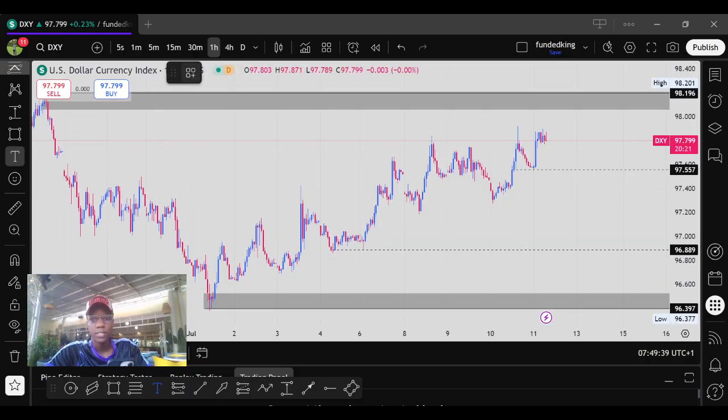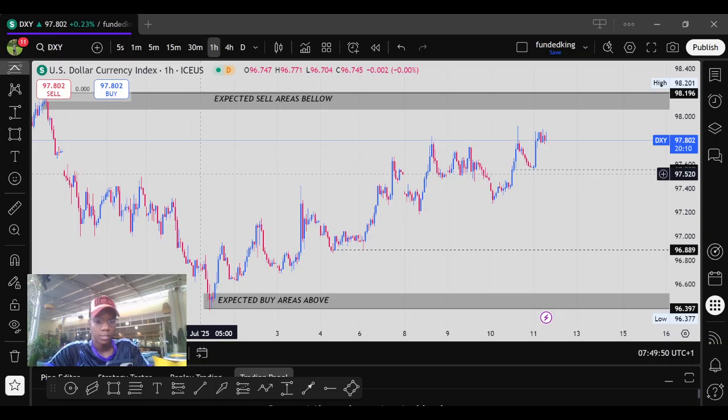So here we shall say that this is the expected buy area. Then we say these are our expected sell areas.